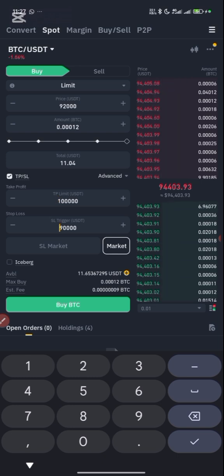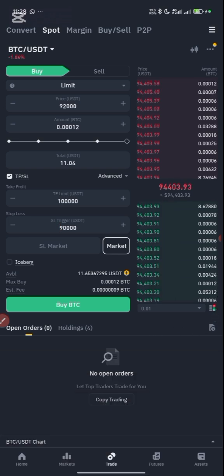And then if it reaches $90,000, that means the trade is going against you and it reaches $90,000, your trade will automatically close itself. That means it will take your loss for you and take you out of that trade.